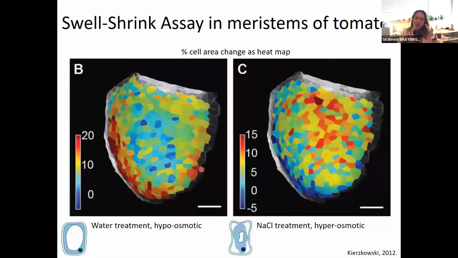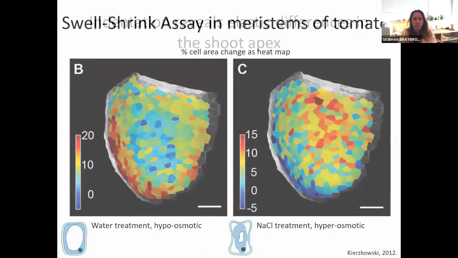But remember that these cells are all connected to each other, right? So one cell's ability to swell is also somehow influenced by the cells around it. So this is why on the last slide I talked about this being a measure of tissue elasticity also, not just cell elasticity, because when one cell has to do something, the other cells influence that property as well. But this is one example of how you can look at elastic swelling and shrinking of cells and learn something perhaps about their elasticity.